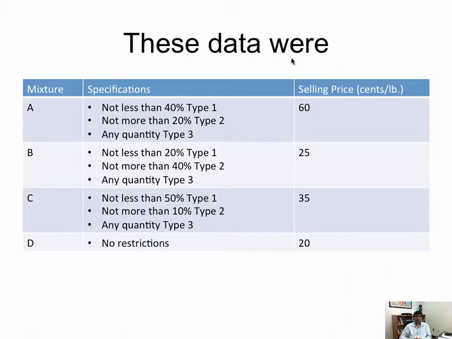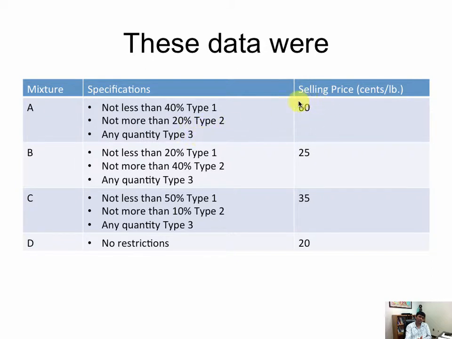And here is what was found in terms of the mixture. So there are 4 types of mixtures: A, B, C, and D. And the mixture has a specification that in mixture A there should be no less than 40% of type 1 and no more than 20% of type 2 and any quantity of type 3.